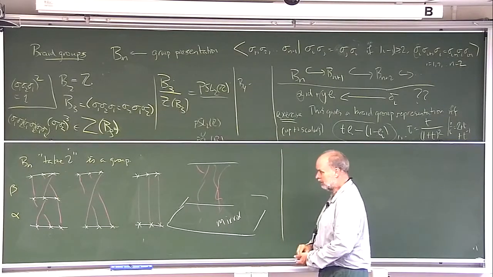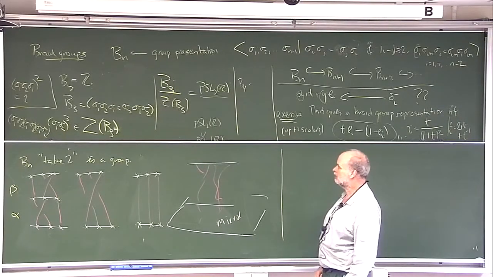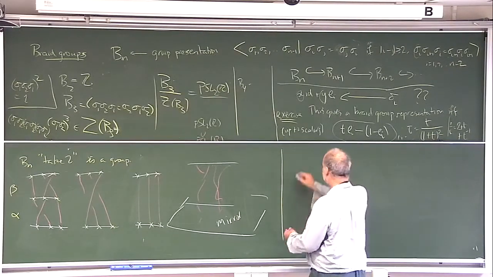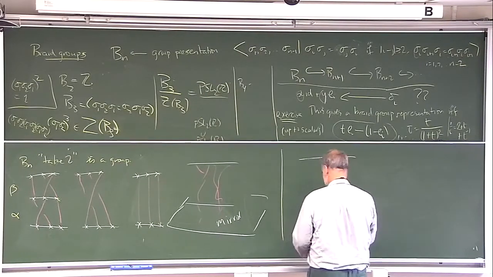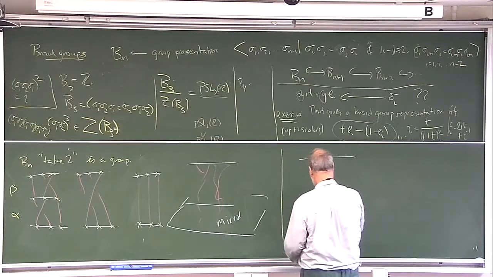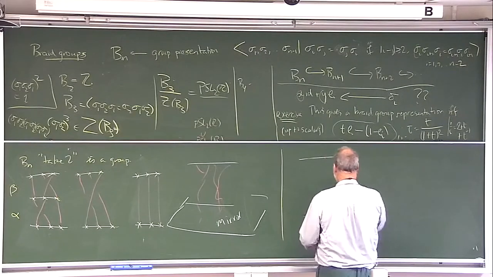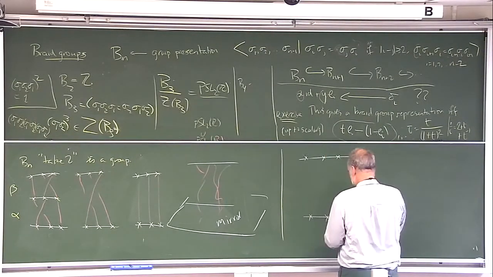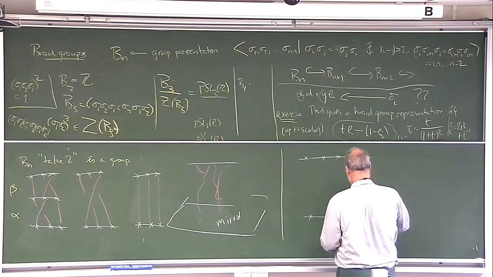Now, the next step is to make the connection between braid group take 2 and the other braid group. Well, we've got to get some obvious generators. So if we have 4 strings, let's make 5 strings to get the notation going.